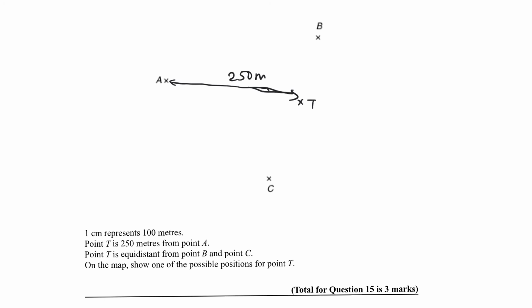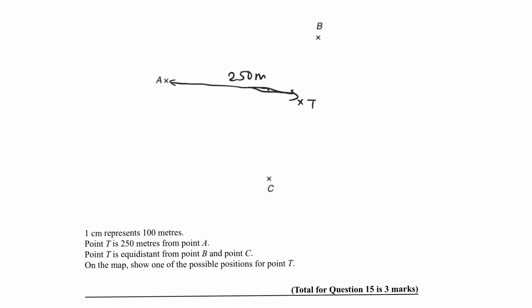And it says on the map, show one of the possible positions. So there are many possible positions of T. For instance, T could be here, because then that's essentially still equal distance between them. It really could be anywhere. So I've just drawn it there for now.